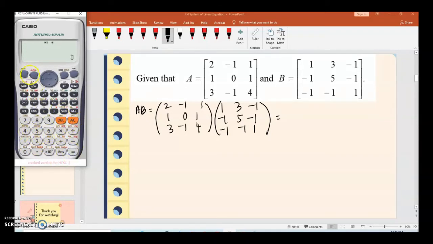Now we are going to insert the elements for matrix B. Dimension, matrix B will be number 2. The order is 3 by 3, number 1. So we're going to insert 1, 3, negative 1, negative 1, 5, negative 1, negative 1, negative 1, and 1. Okay, now we are going to multiply. Shift 4. We select matrix A, number 3. Multiply matrix B.